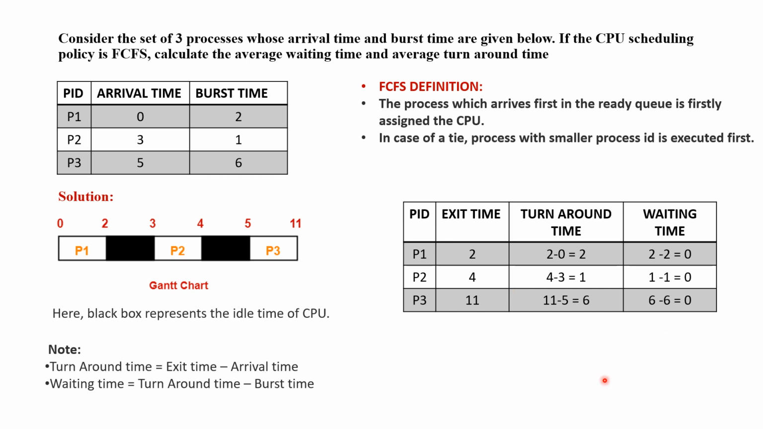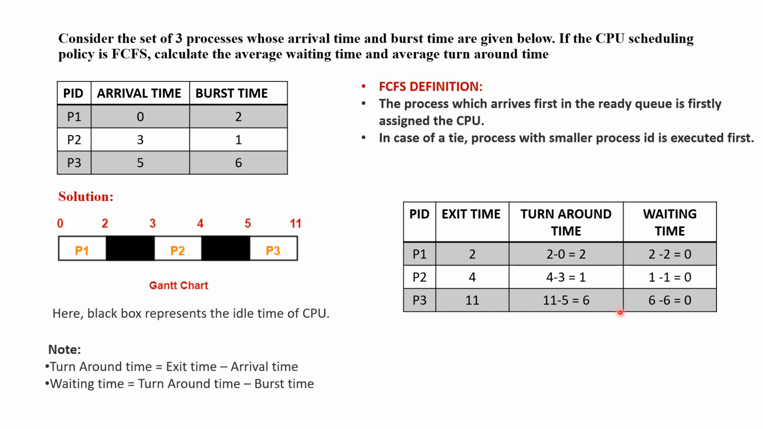Next, we have to find the turnaround time for each process. The formula is exit time minus arrival time. The exit time for P1 is 2 and the arrival time for P1 is 0. So 2 minus 0 is equal to 2. Next, consider P2. Exit time is 4, arrival time is 3. So 4 minus 3 is equal to 1. And P3: exit time is 11 and arrival time is 5. So 11 minus 5 is 6.